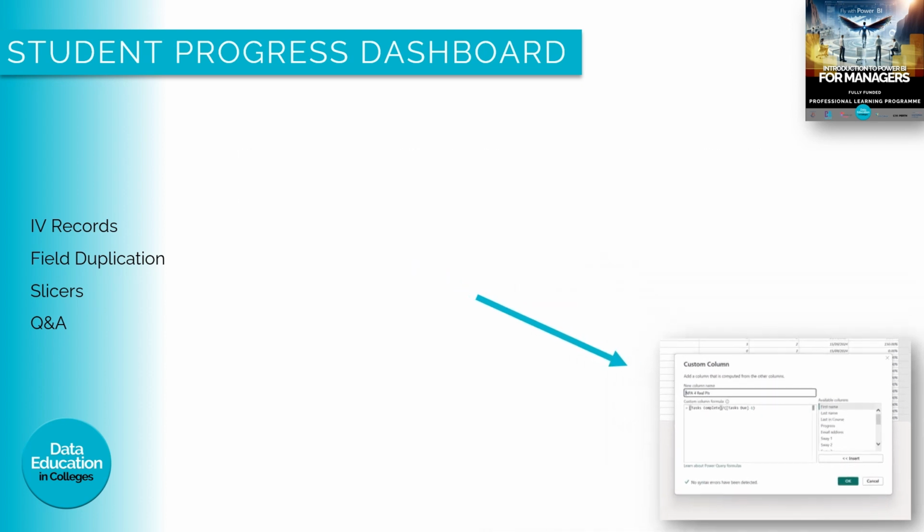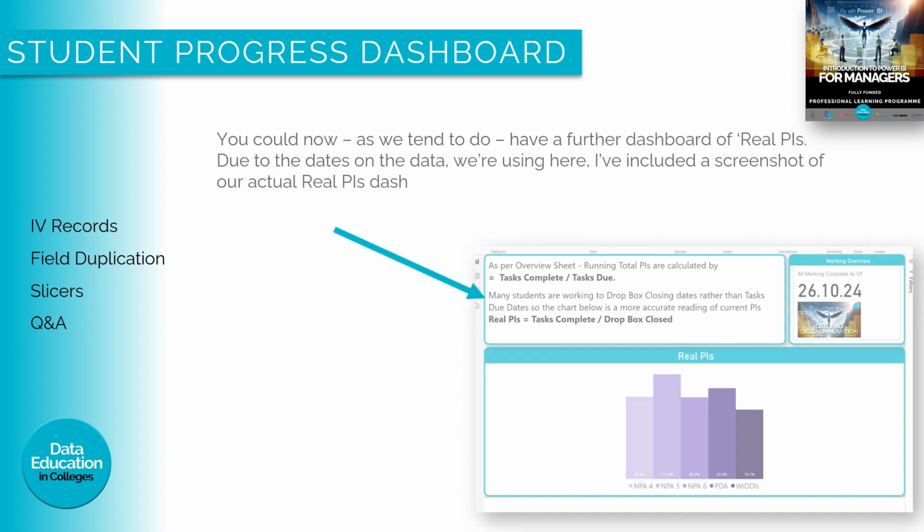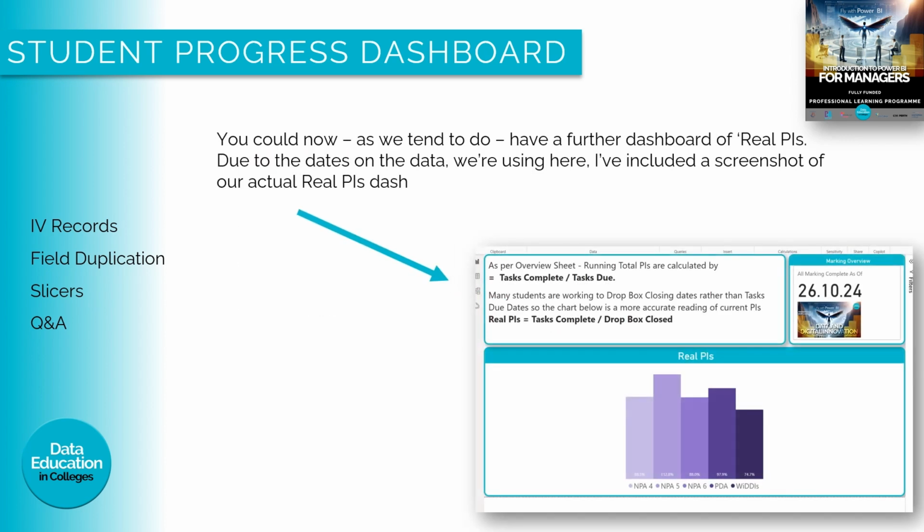obviously, with the data we're using, if I put -2, it's all going to show as infinity because there's no data there. So if yours were Dropbox closing 2 weeks, you'd do -2, but that would then give us a real PIs. And this is a screenshot from our actual student progress tracker, just to show you. Just gives us a bit more accurate view on the actual running total PIs.